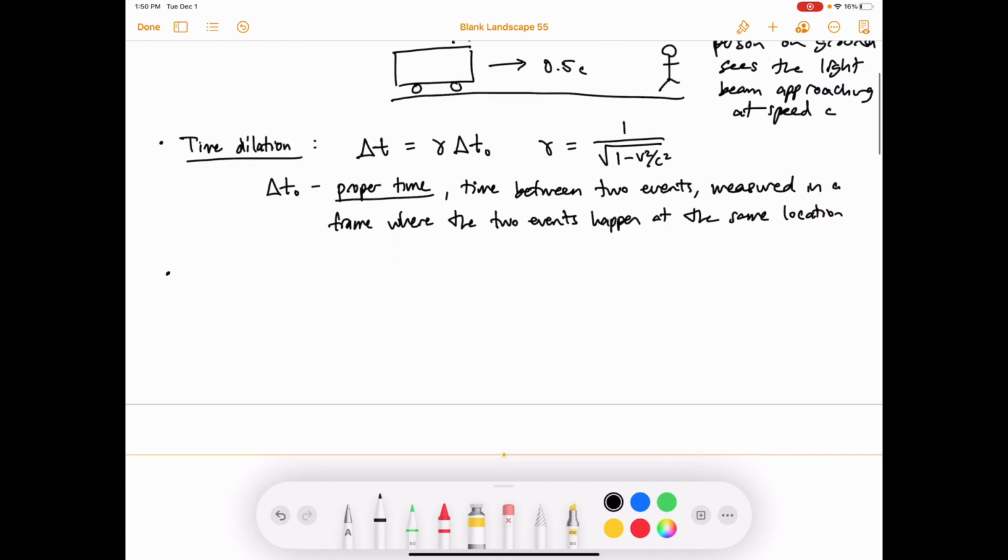We also learned about length contraction, which is the idea that two different observers in two frames of reference won't even necessarily agree on the length of an object or the distance between things. So the way we express this is L equals L naught divided by gamma. Gamma is the same as before. And L naught is what we call the proper length.